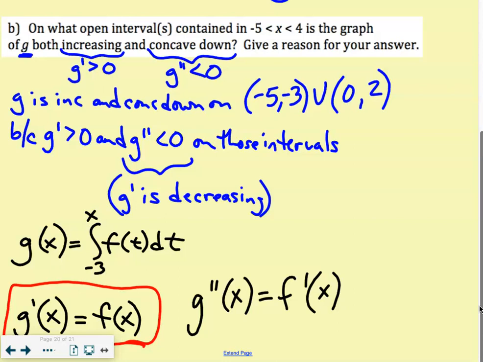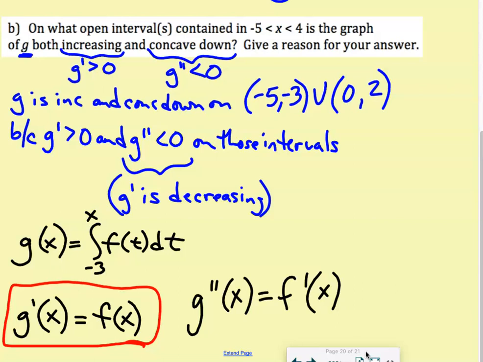So if g prime equals f, then g double prime equals f prime. You just have to write that, and then you can use it all you want, right? So as long as you relate them, you can use them interchangeably however you want. But you got to show the relation between f and g. Okay. That is your quiz.